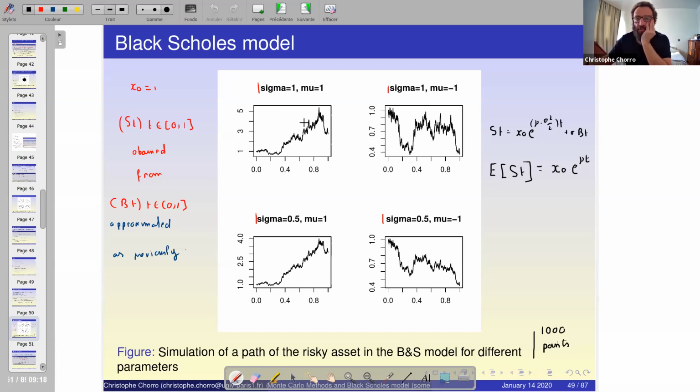Okay, so in the case where mu is equal to 1, if I plot the exponential of St here, I start from 1 at 0, it's an exponential, and I obtain something like this. So it's an exponential of t here, and for mu that is negative, I obtain something like this.